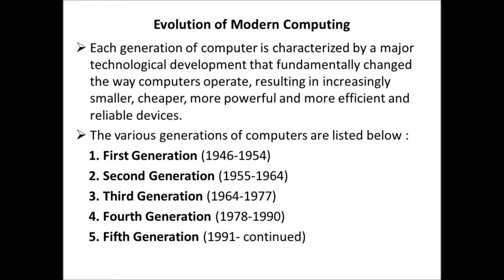Each generation of computer is characterized by a major technological development that fundamentally changed the way computers operate, resulting in increasingly smaller, cheaper, more powerful, and more efficient and reliable devices. The various generations of computers are first generation, second generation, third generation, fourth generation, and fifth generation.